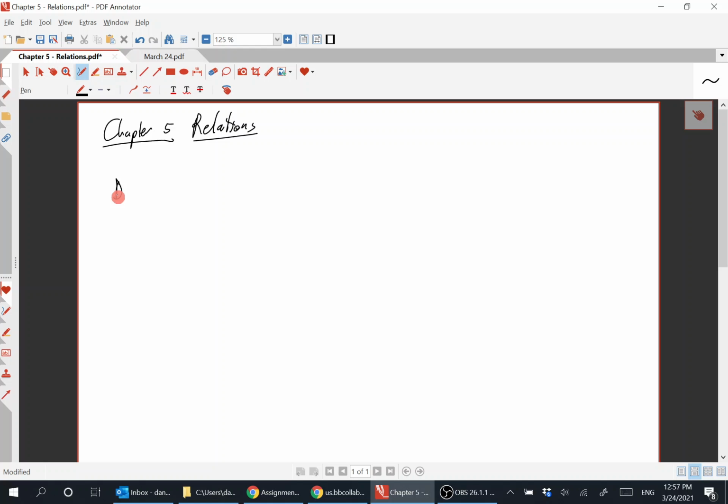So the definition of a relation. Given a set A, a relation on A is a subset of the Cartesian product of A with A. That's all it is. That's the basic definition.